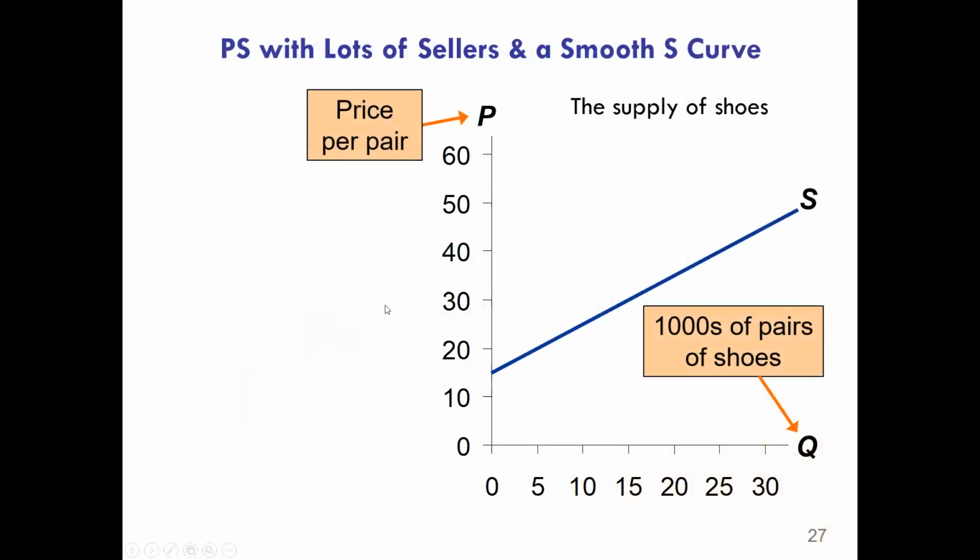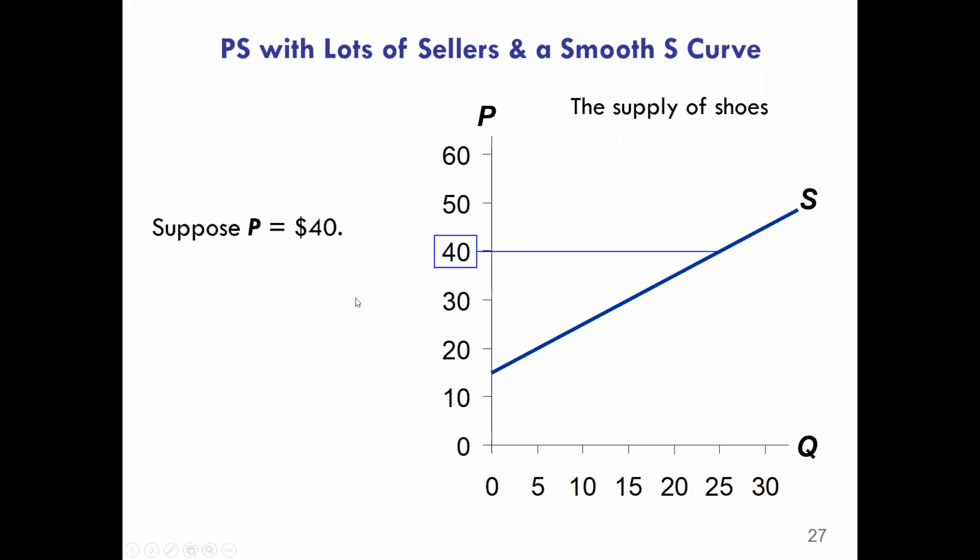So let's consider a situation where there are many sellers. We would realize, just like we saw in the consumer surplus example, that the supply curve will no longer look like a step. It will be a smooth curve. Okay, and so here we are looking at the supply of shoes. The x-axis represents the quantity supplied measured in thousands of pairs of shoes, and the vertical axis represents the price per pair of shoes.